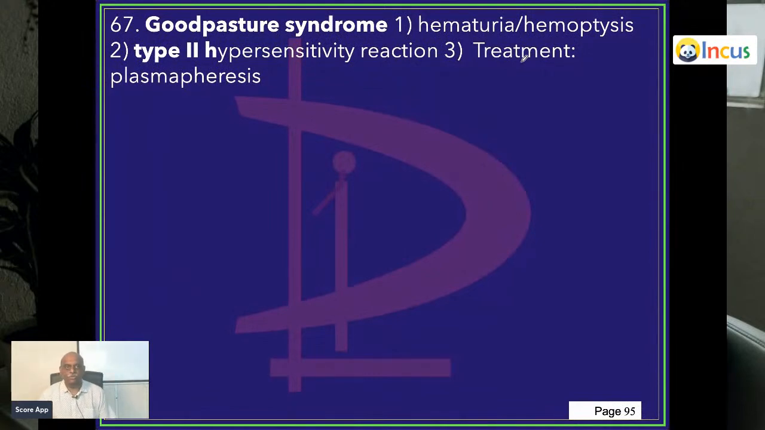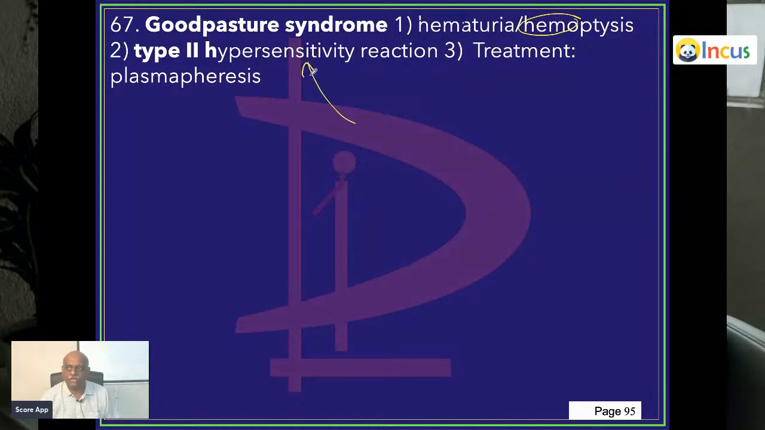That is all the story of rapidly progressive glomerulonephritis. Now let us quickly take each of these conditions. How do you treat, etc. Goodpasture syndrome. How does the patient present, doctor? Hematuria, hemoptysis. Why hemoptysis? Because the anti-basement membrane antibody is acting even on the alveolar basement membrane. Hematuria because it is acting on the glomerular basement membrane.